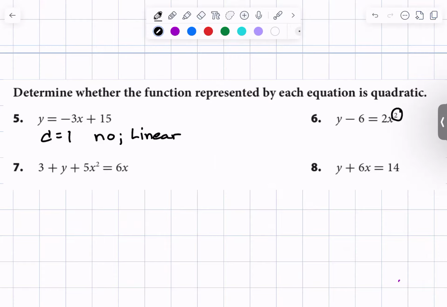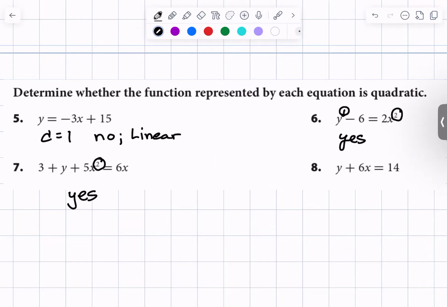Number 6 here, we have x squared. Y has to have the power of 1. Okay, y minus 6 equals 2x squared. That is a quadratic, so yes, because the degree of that function is 2. Number 7, we have y, 3 plus y plus 5x squared. Here's the squared. There's no cube. So this is also a yes, because this degree is 2.